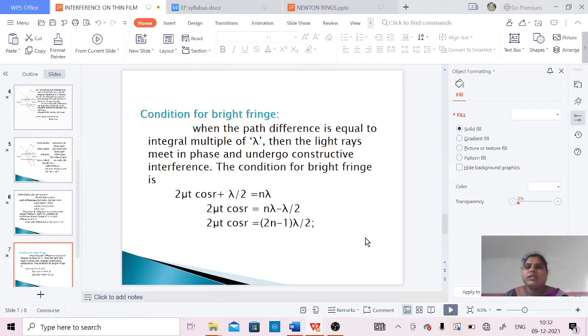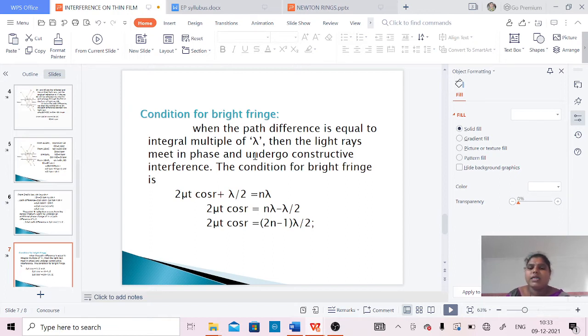Let us see what are the conditions for the bright and dark fringes. When the path difference is equal to an integral multiple of lambda, the light rays meet in phase and undergo constructive interference. Whenever there is constructive interference, that means the wave amplitudes add. So when the path difference is the even integral multiple of lambda, the light rays undergo constructive interference because they meet in phase.